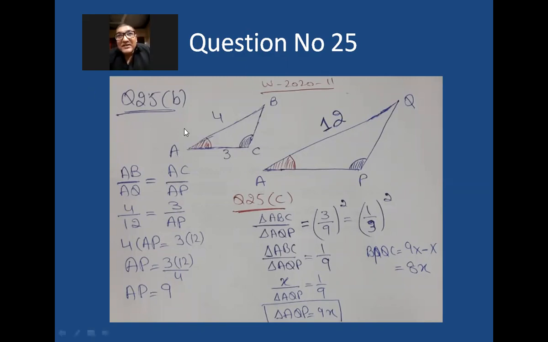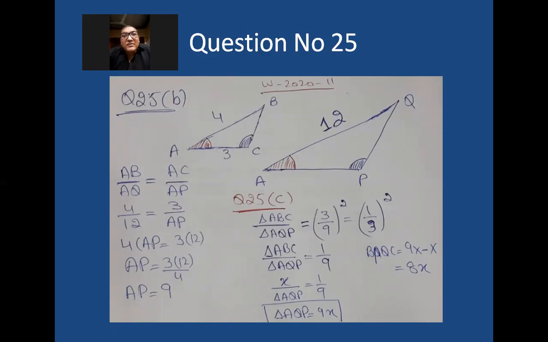So for example, AB is in ratio with AQ, AC is in ratio with AP, and CB is in ratio with PQ. Because they are similar, I can write with full confidence that AB divided by AQ, that will be 4 by 12, equals AC divided by AP. AC is 3 and AP is the question.